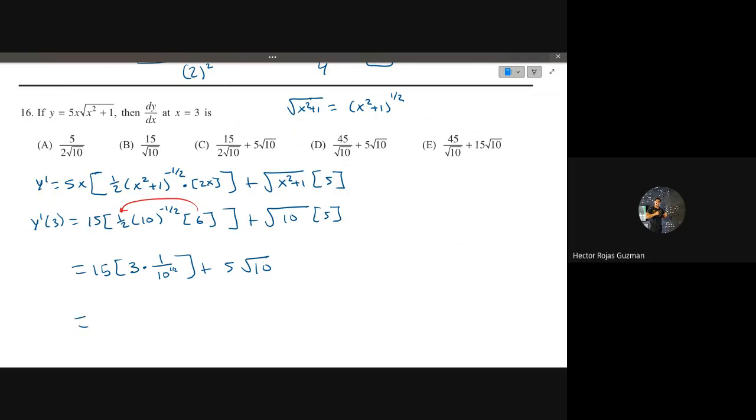Okay. Next, I'm going to distribute the 15 to get 45 divided by the square root of 10 plus 5 times the square root of 10. Is this answer already there? Yes, it is. That's D.